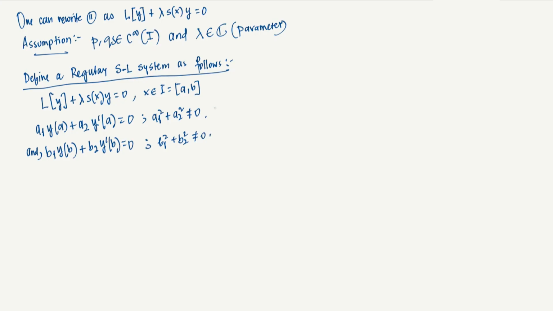Let's understand these two conditions. These are basically the regular Sturm Liouville conditions. We will also call it a separated end condition. The first condition gives you the information on what y and y prime do at the point A, and the second condition tells you what y and y prime do at the point B. So at the two endpoints, these are the two conditions which give you that.